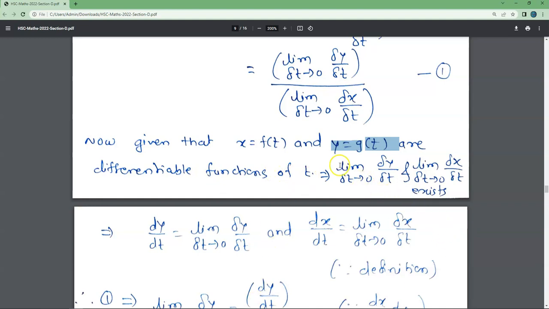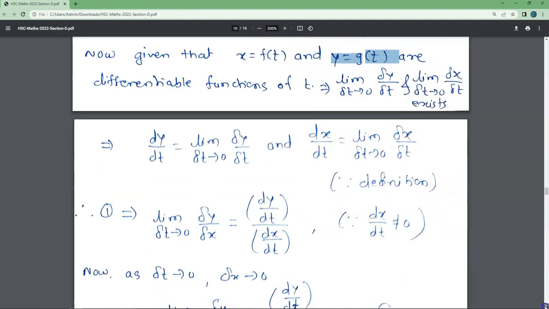याचा अर्थ काय की limit delta t tends to 0, delta y upon delta t and limit delta t tends to 0, delta x upon delta t दोघेच्या दोघे exist होतात, आणि दोघांची value काय येते, this means dy upon dt and this means dx upon dt. This is the definition. So just replace these values here. So this will be dy by dt, this will be dx by dt.